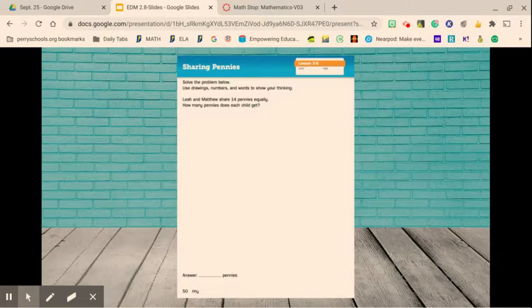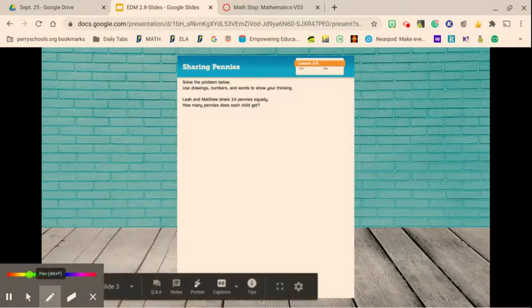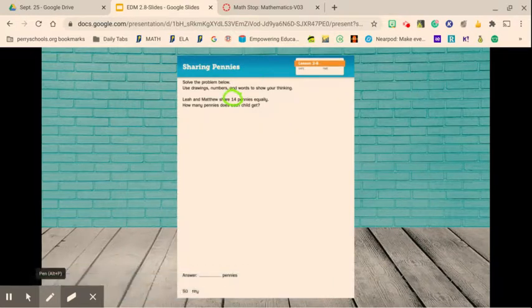So like always, we want to use cubes, and I want to think about my numbers, and I see 14 pennies, but that's the only number that I see. And so I have to have another number to be able to solve my problem. So I have to think about what I know. Well, I know Leah and Matthew are the two that are getting the pennies. So I know that those are 2 kids. So my other number is going to be 2. So I'm taking my 14 pennies and splitting it by 2 kids. My question is, how many pennies does each child get?